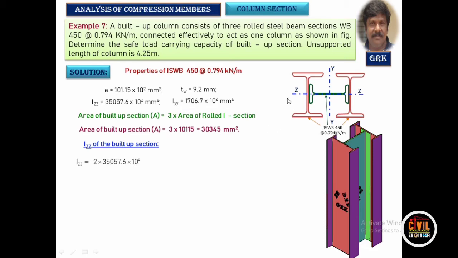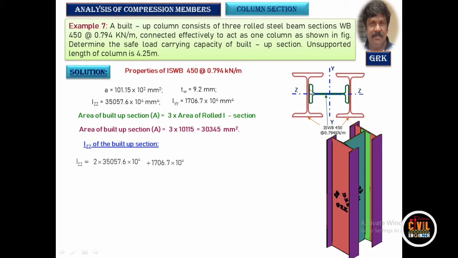Now we get the moment of inertia of the built up section about this. It is the moment of inertia of these two rolled sections. It is 2 times 35057.6 into 10 to the power of 4 mm to the power of 4, plus the moment of inertia of this one.